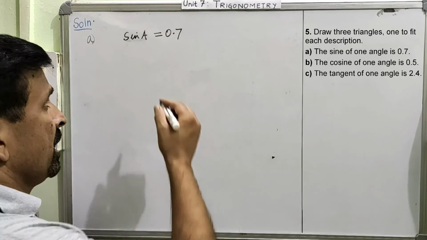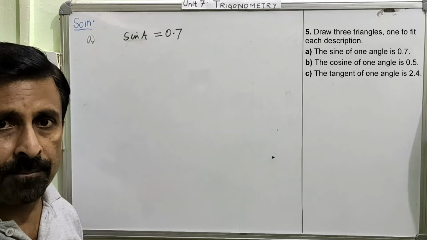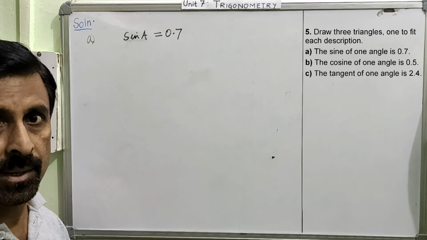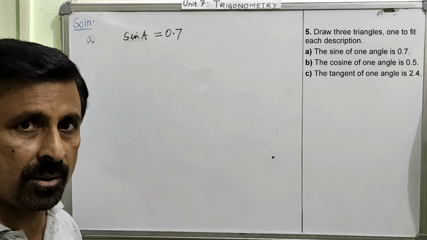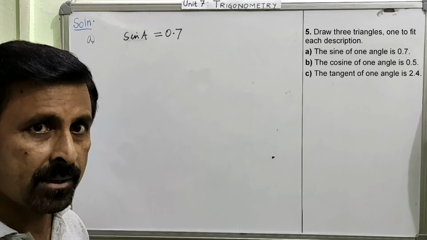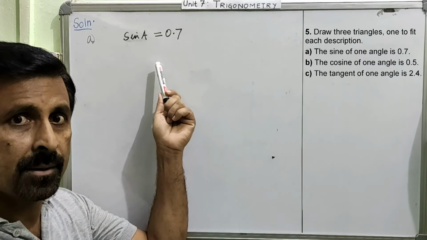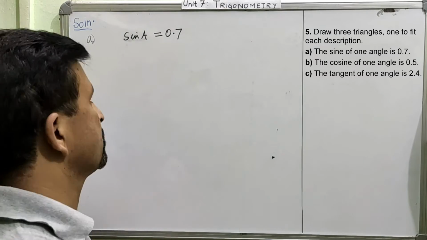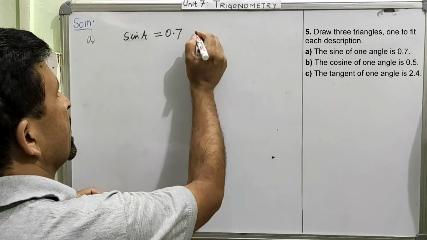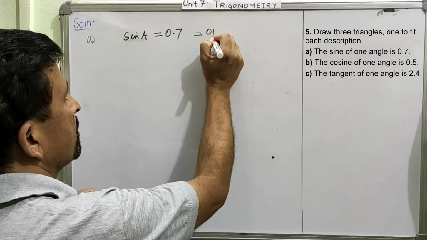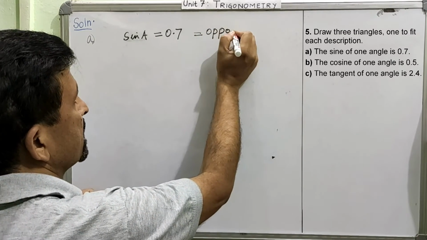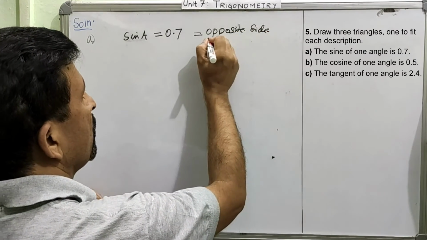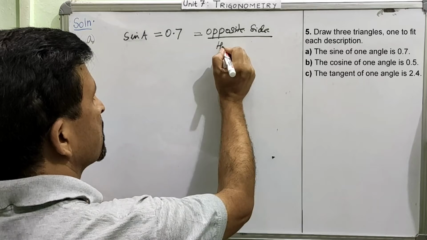We know that this is the trigonometric ratio of sine. What is the ratio of sine? I gave it to you several times. Do you remember? Can you speak with me? The ratio of sine A is opposite side over hypotenuse. So we know it is opposite side over hypotenuse.